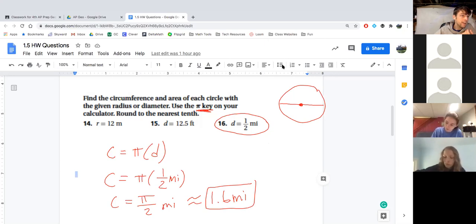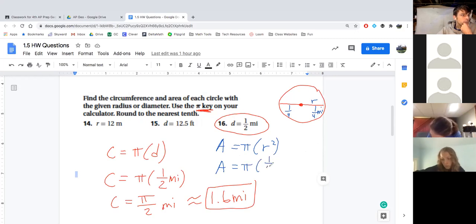And then we'll do area, and area is going to be miles squared when we do this. But for area, we need to know the radius. The radius is going to be half of the diameter that I was given. So half of a half is 1/4. These would each be 1/4, and 1/4 and 1/4 together make a half. So my radius is going to be 1/4 of a mile. I need to know that for area, right? Because area is pi times the radius squared. So my area here is going to be pi times 1/4 of a mile squared.